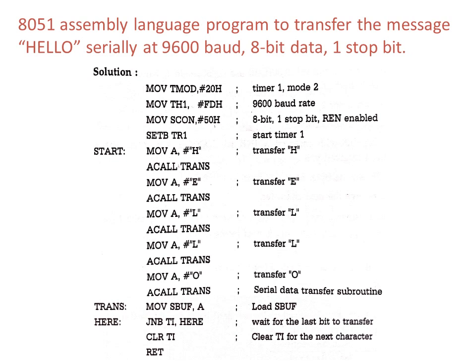So this is done to select mode 1 operation, that is to transmit 8 bits of data with 1 stop bit, and also to enable the REN bit. The next instruction is SETB TR1, set bit TR1, so to start timer 1.